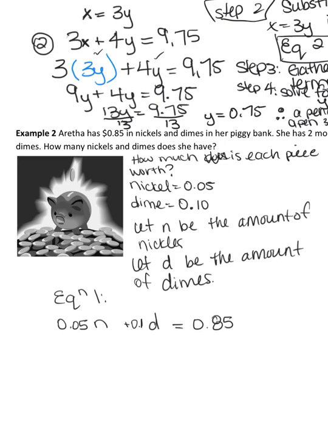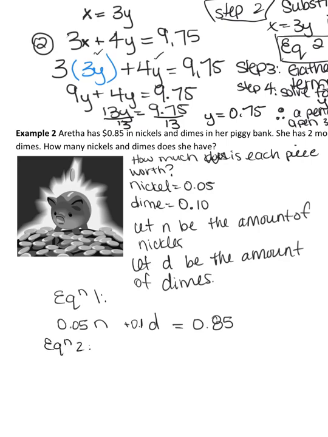So that's equation 1. My second equation has to do with how many more nickels and dimes she has from each other. So she says she has 2 more nickels than dimes. So that can be written as, so if she has 2 more nickels than dimes, that's the same thing. So equation 2.